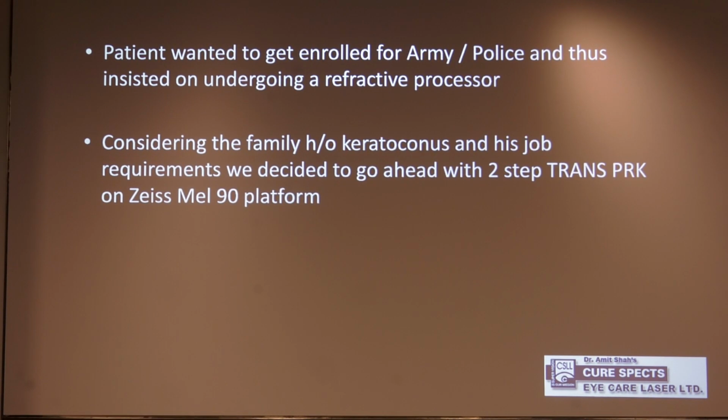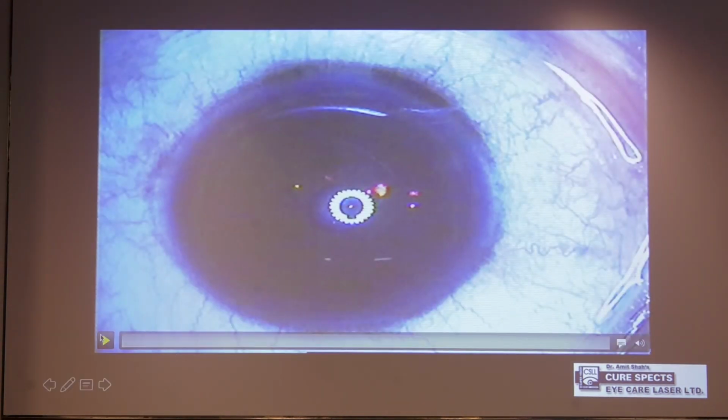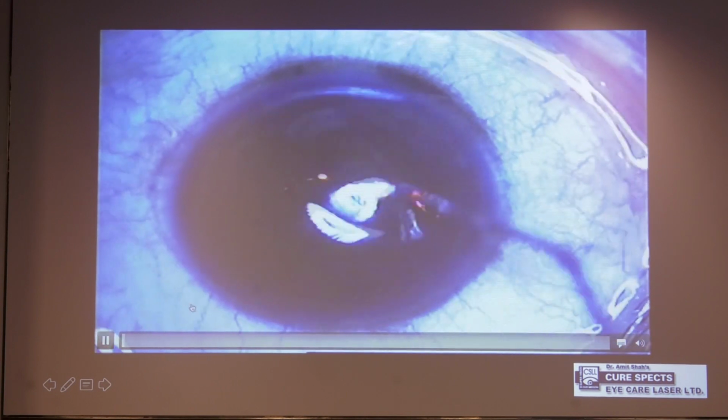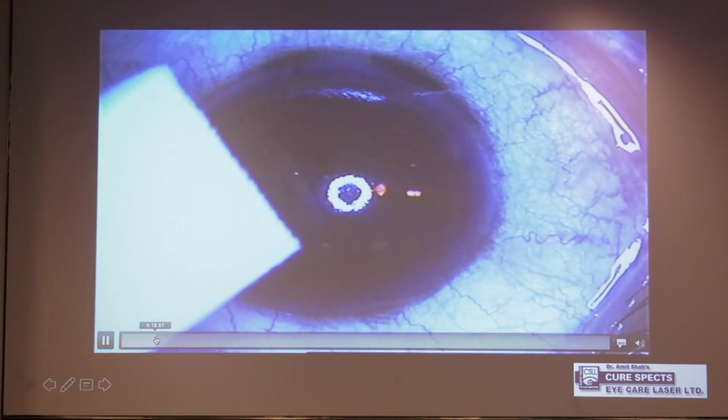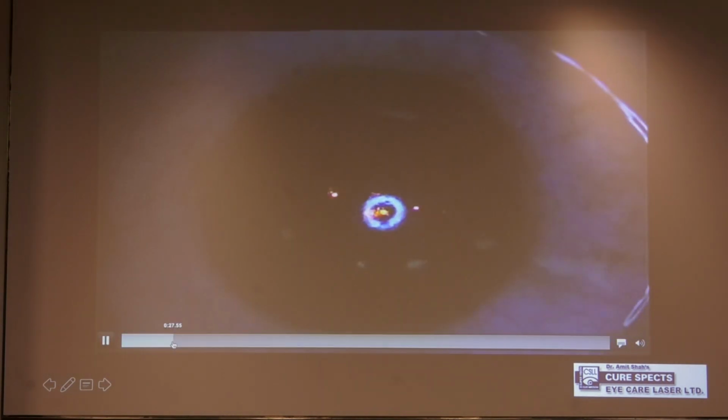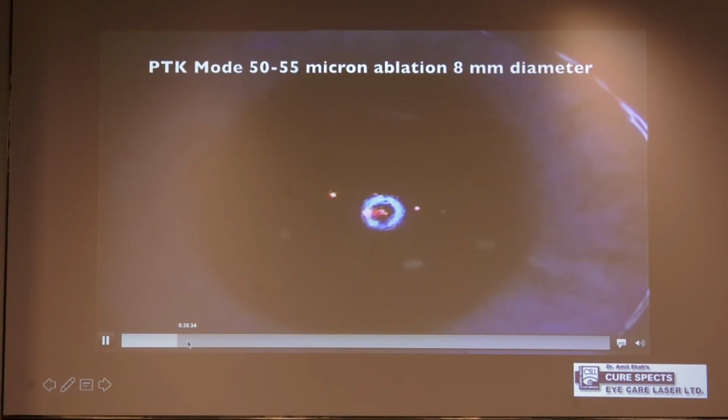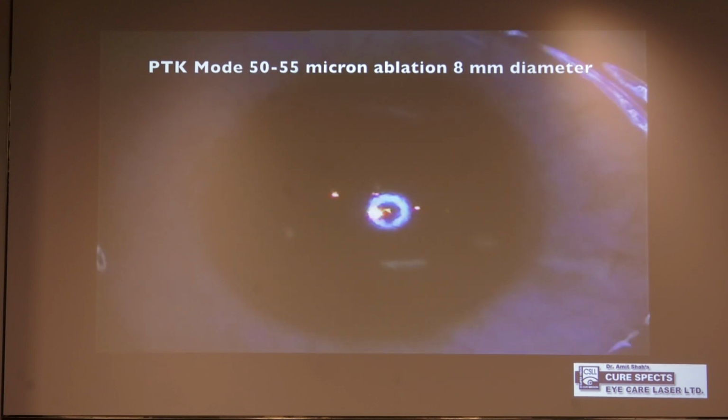So we waited for around 1 year for this patient, and after proper counseling, as he has a family history of keratoconus and his job requires 6/6 vision, we thought one should go ahead with surface ablation. We decided on the two-step trans-PRK procedure, performed on the Zeiss MEL 90. On the Zeiss platform, we first go into the PTK mode and ablate around 50 microns. Nowadays we do epithelial mapping, but at that time we didn't have it, so we removed around 52 microns of epithelium.